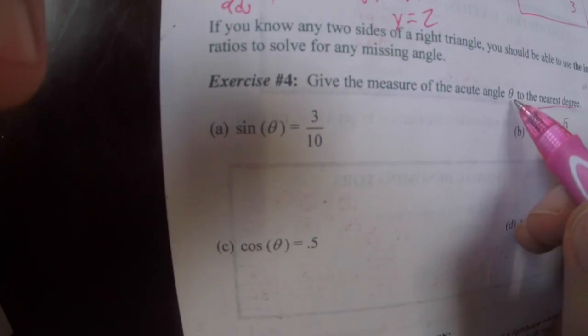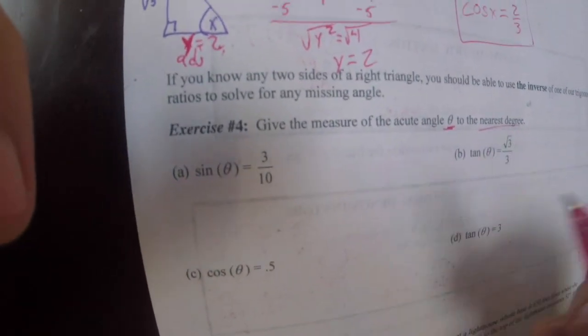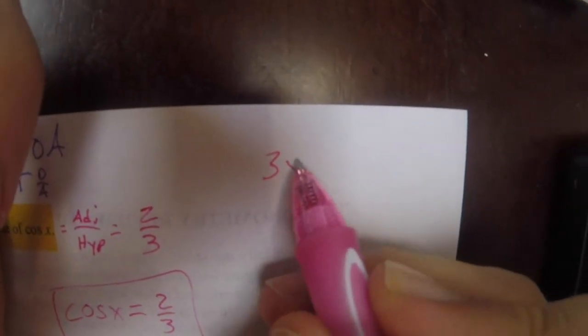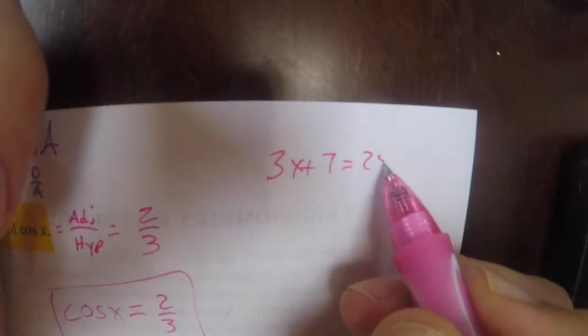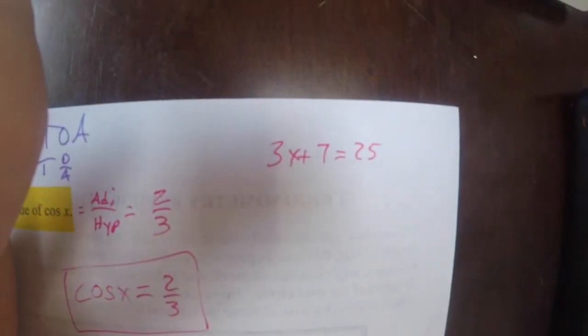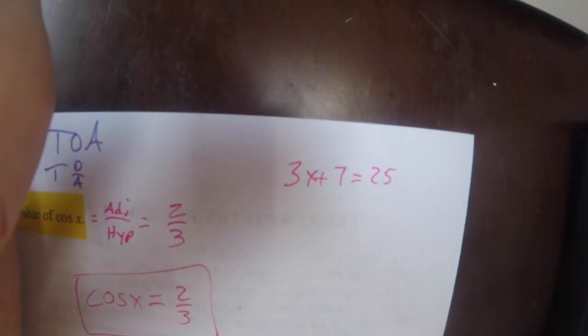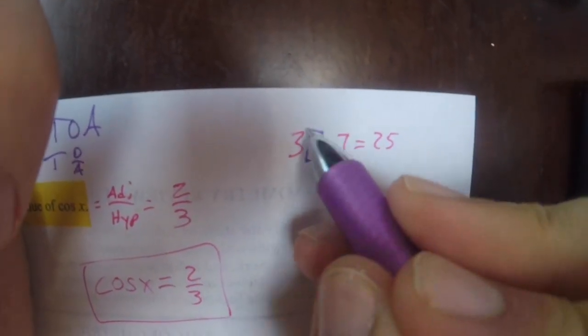Okay, so the sine of theta equals 3 over 10. So I need to solve for theta. That's what we're being asked to do. It says find the measure of theta. So remember, just like if you were solving 3x plus 7 equals 25, and it said solve for x, what does that mean? That means isolate the x and get it by itself.